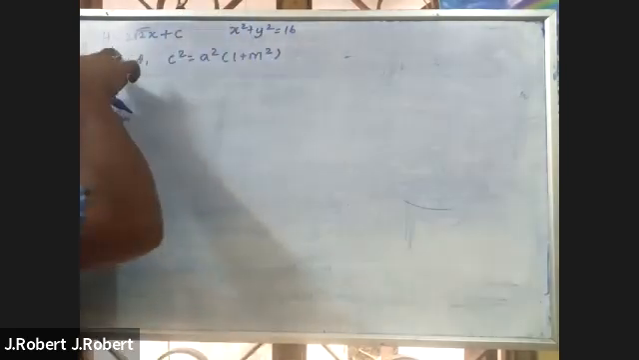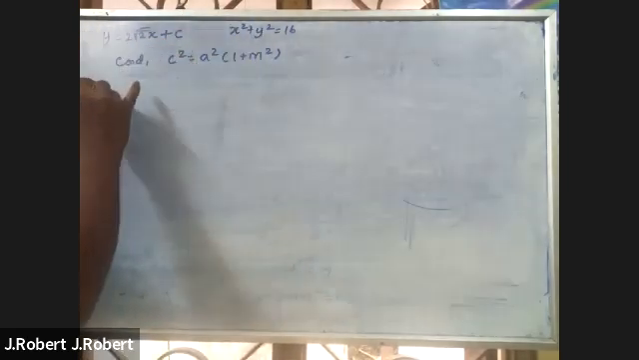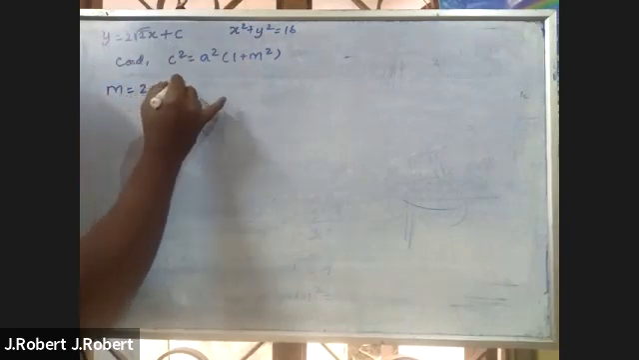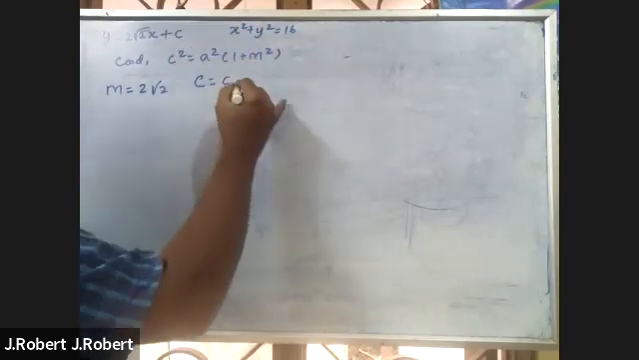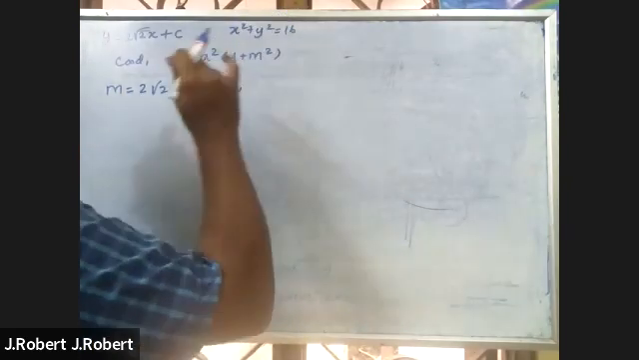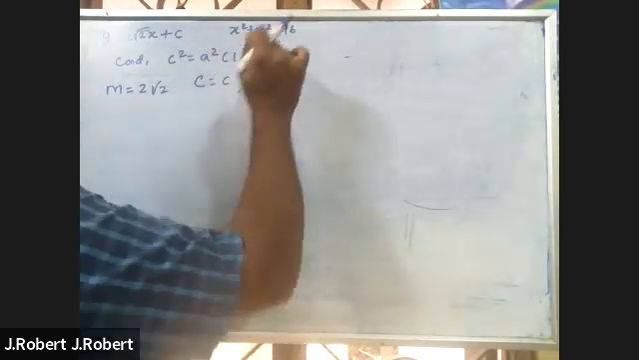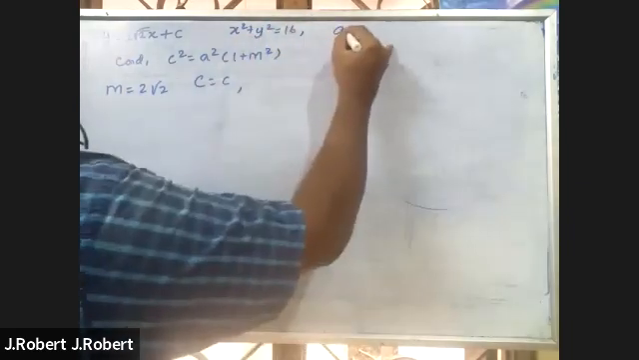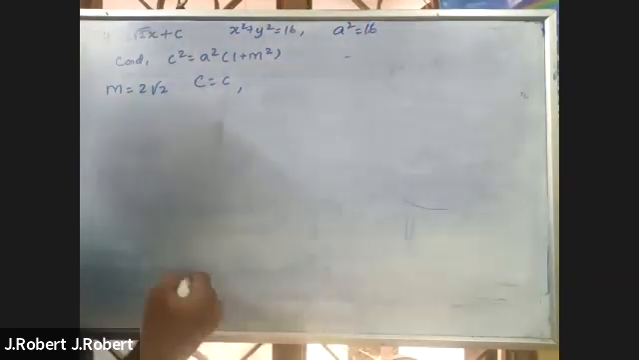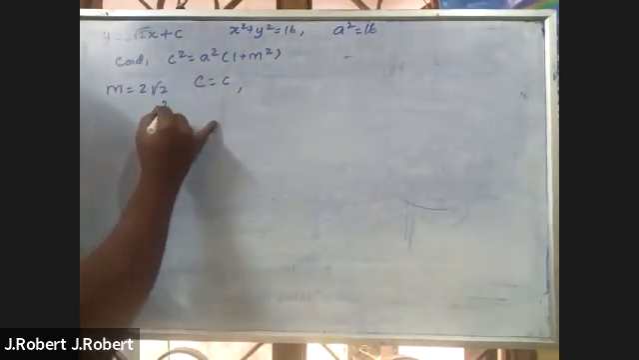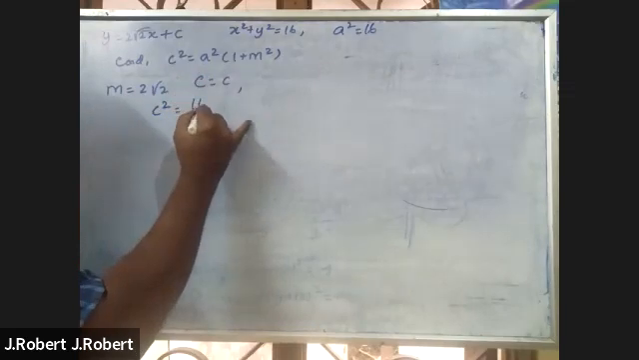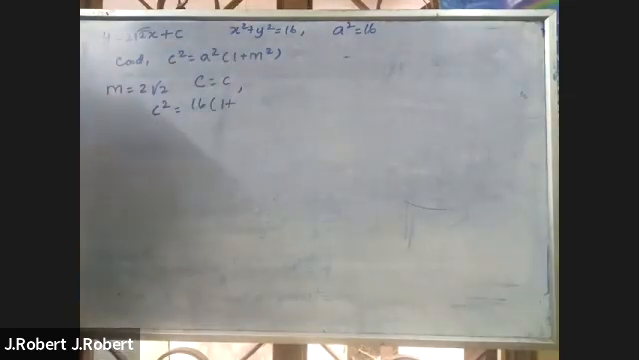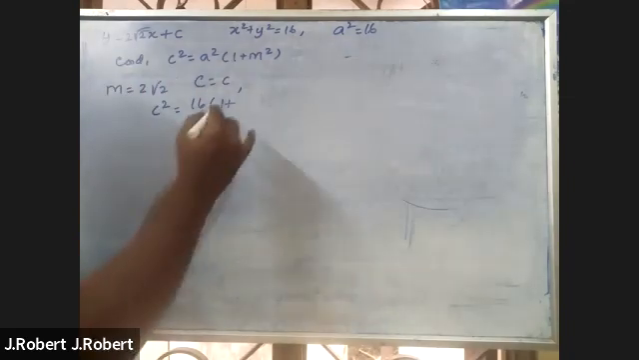Now comparing y equals mx plus c, here m is 2 root x and c is as it is. Then a square into 1 plus m square. Here a square is 16. So c square equals 16 into 1 plus m square. Square the m: 2 squared is 4, root 2 squared is 2, so m square is 8.